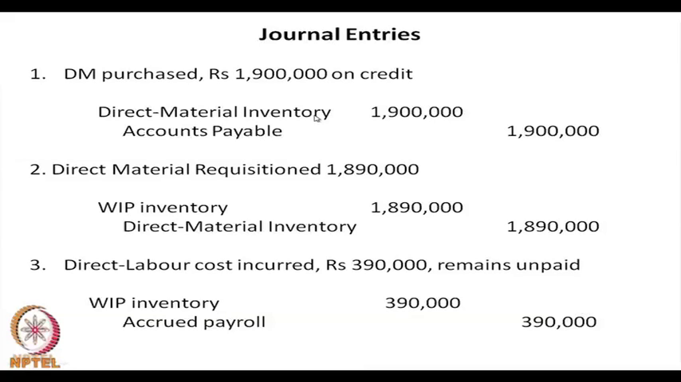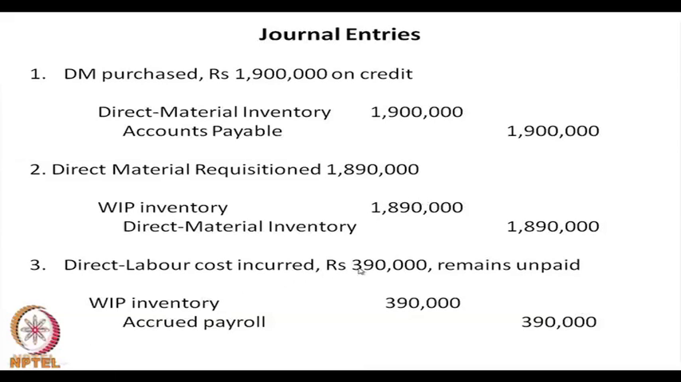Direct material position increases, therefore the debit side entry of 1,900,000. Direct material requisitioned for the job was 1,890,000 rupees. So, by that amount the direct material position reduces, that is credited to direct material, but work in process increases, debited.